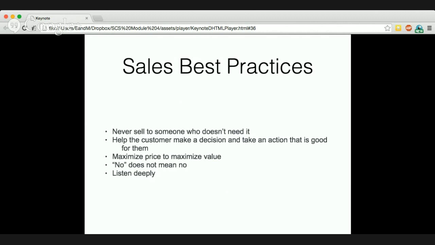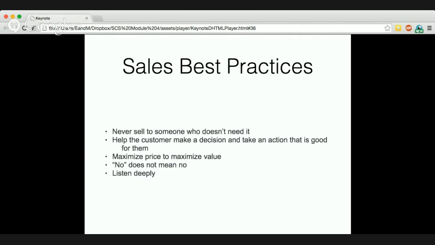So never sell to someone who doesn't need it, even when you need the money, even when they want to pay, even when they've got the money. Don't sell to someone who doesn't need it, because they're going to waste your time. You're going to waste their time. You're not going to retain a positive relationship.